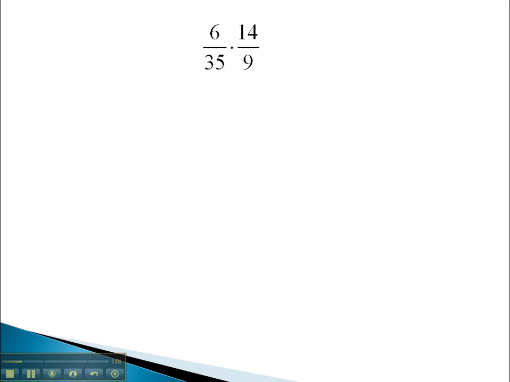In this problem, we see 6 over 35 times 14 over 9. We might notice that 6 in the numerator and 9 in the denominator have a common factor we can divide out. They are both divisible by 3. 6 divided by 3 is 2, and 9 divided by 3 is 3.